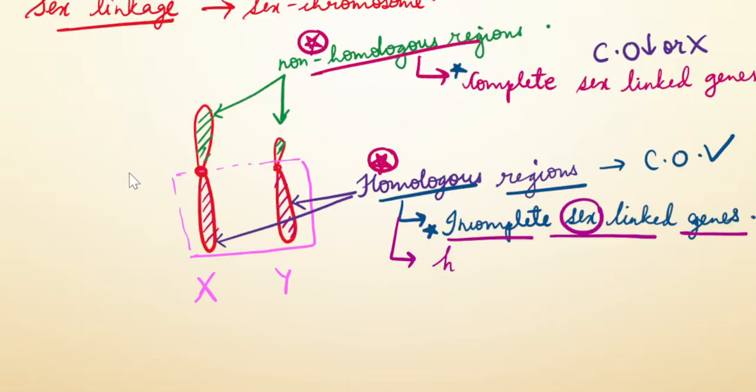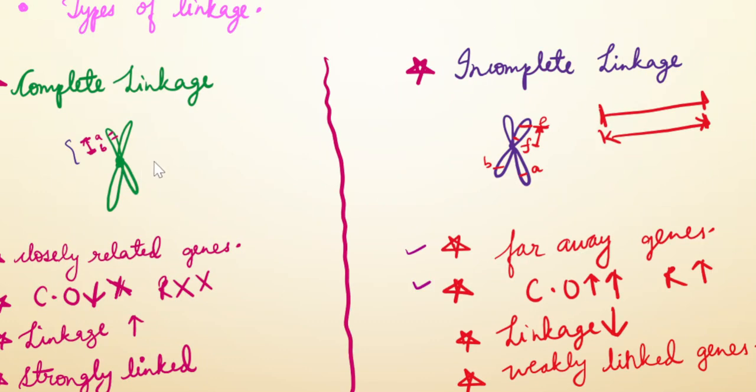See, so what I was saying here, these two genes are very close, so we can also say that they will inherit together. I will mention here a point: genes will inherit together as they are very close.